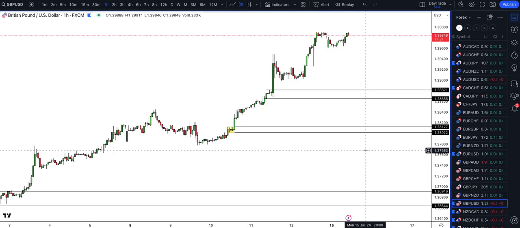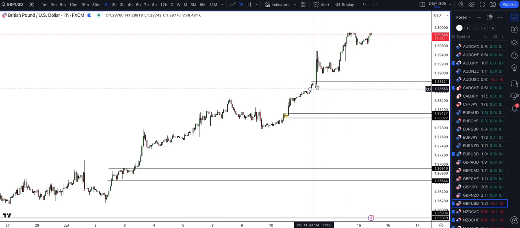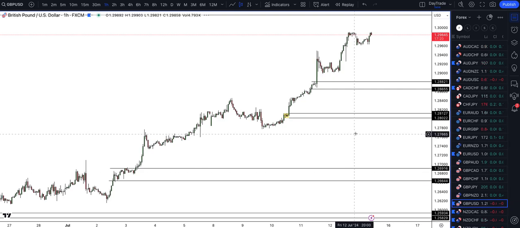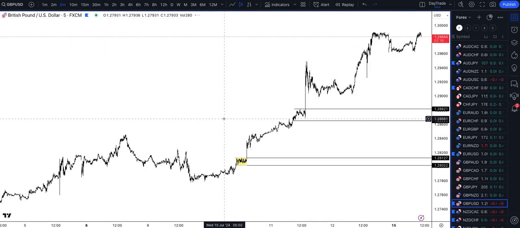GBP USD, same again. These are the only trades I've got, or looking at this one in this yellow zone, potentially this zone. That's why I've got it in blue. I need to double check it to see if we're going to put it on.